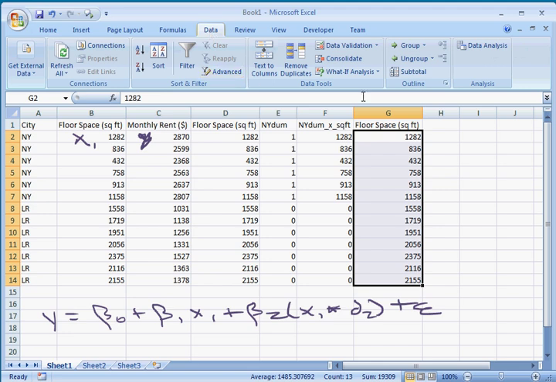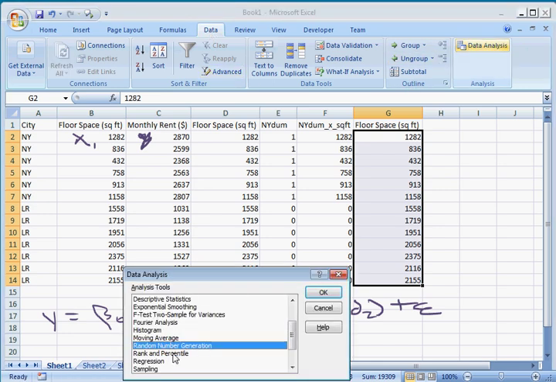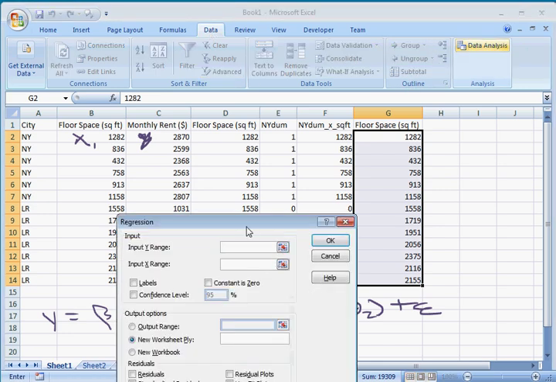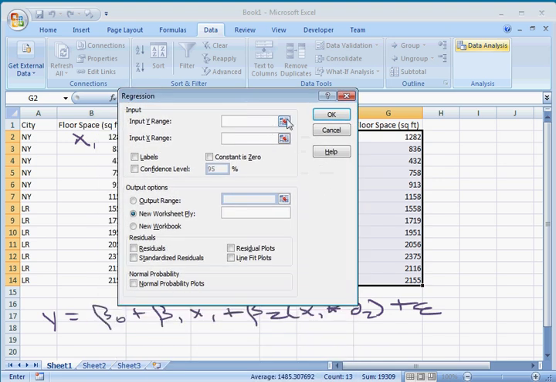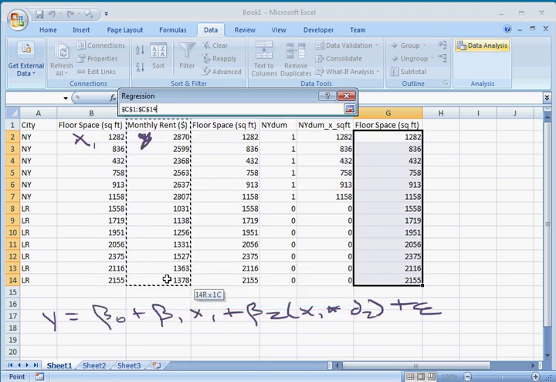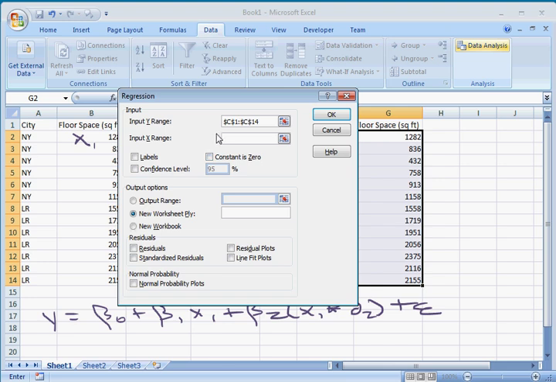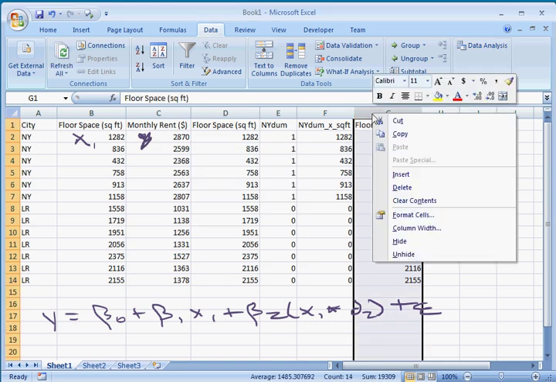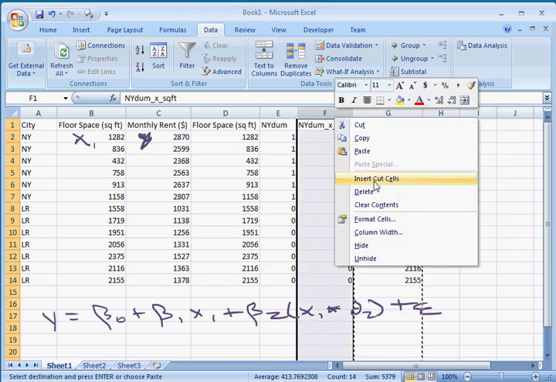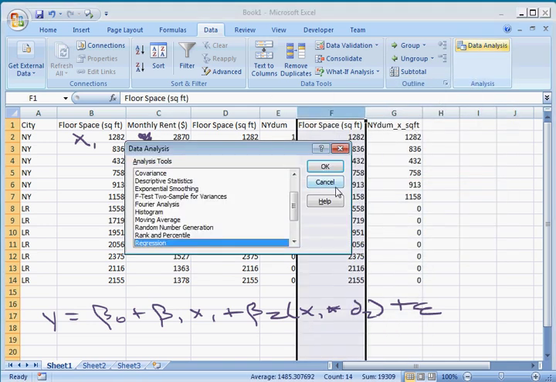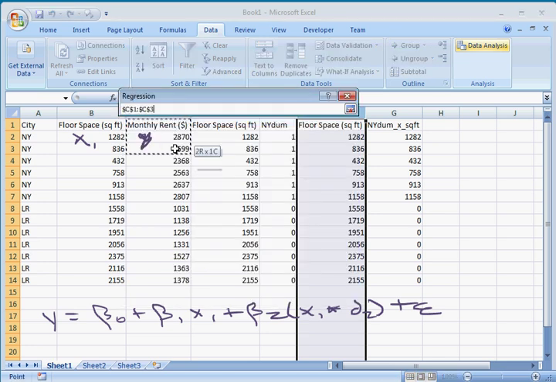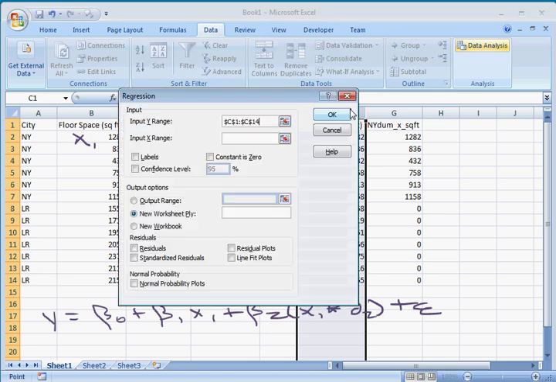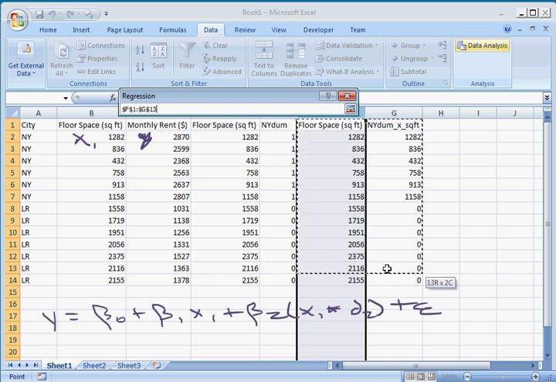Go to the Data tab, click on Data Analysis, go to Regression, click OK. Our Y's, let me pull this up here so you can see it. Our Y's are the rent, and our X's now are going to be the interaction term and floor space. Actually, if I estimate it like this, it's going to switch these around. So let me move this over here. Sorry. Y's again are rent, and our X's are floor space and the New York dummy interaction term.